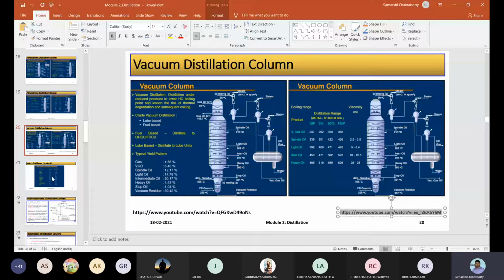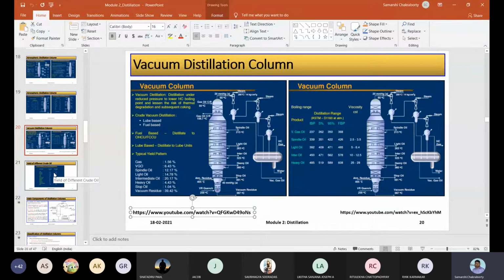This information is pretty much required, and 100% questions will be there, in CAT 1 and in the final examination. 100% questions will come from this vacuum distillation unit. Plus, if the vapor flow condition is altered in your distillation column, what is going to be the effect on the product quality? A similar type of question might come in the final examination as well as in CAT 1.